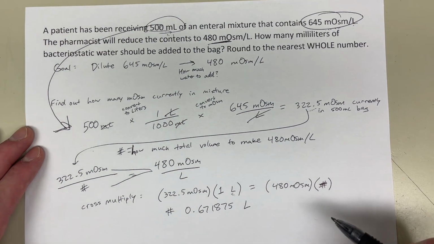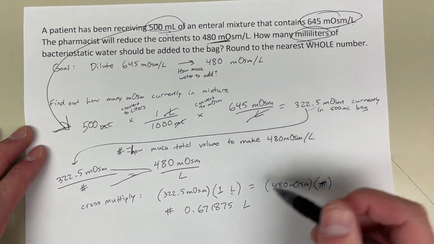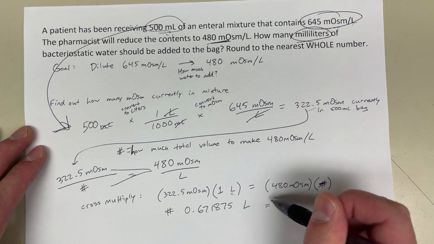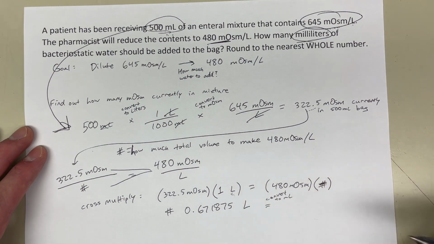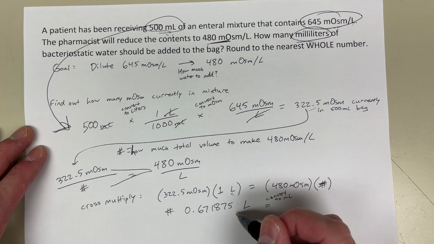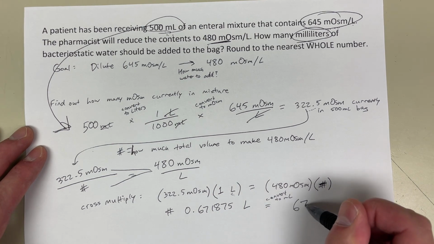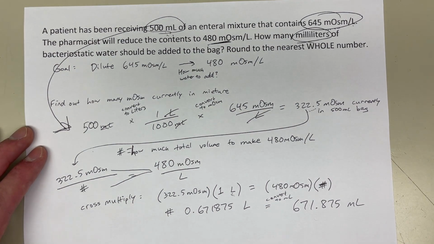But the question wants us to be in milliliters. So that's why I'm just going to convert this to milliliters. Just multiply it by 1,000, right? So 0.671875 times 1,000 equals 671.875 milliliters.